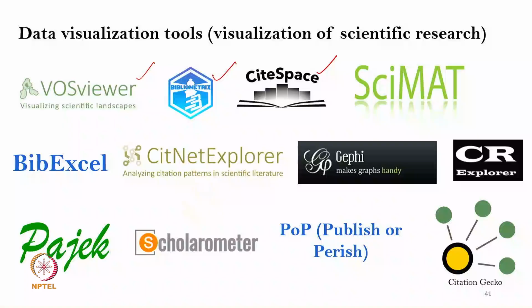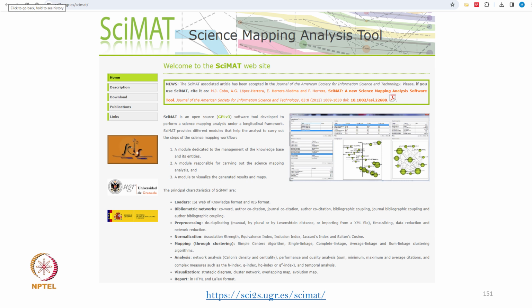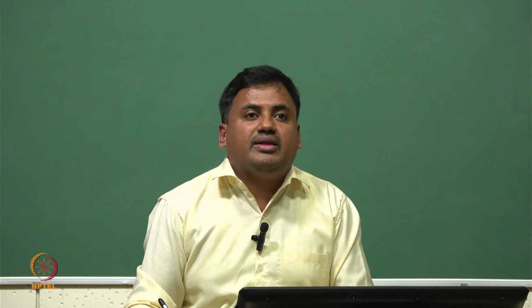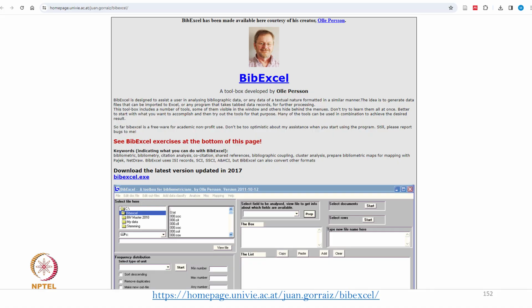Another tool is SciMAT. Again, a science mapping analysis tool. It's open source software that performs science mapping analysis, and it includes the methodologies, algorithms, and measures for all steps in the science mapping workflow, from preprocessing to visualizing the results. Another one is called BibExcel. It is especially used for analyzing bibliometric data, including citation patterns and co-citation networks. It can be used to identify key authors and influential publications, like thematic clusters within a given field.